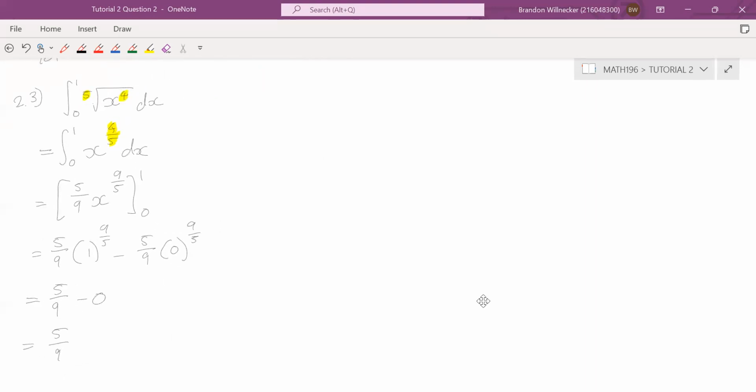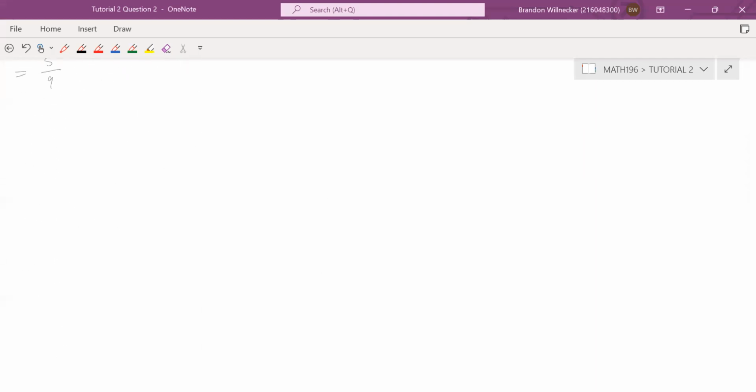Any questions about this one? Okay, so everyone's okay with exponents and roots and all that. Okay, cool. Let's look at the next one, 2.4.